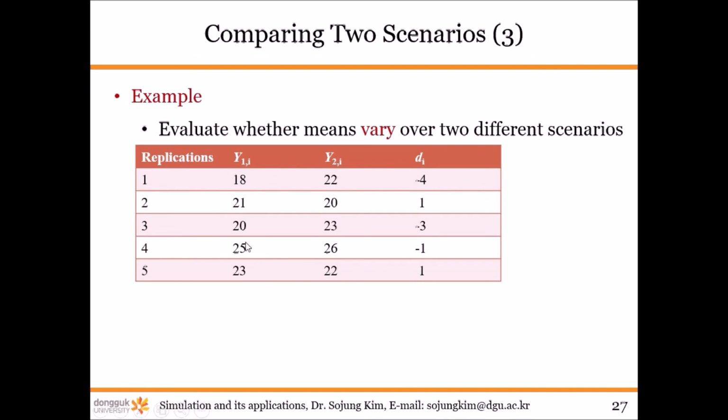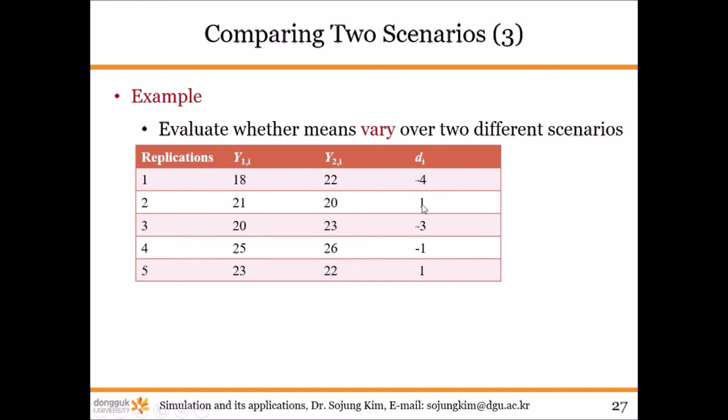You can see this example to have a better understanding of the paired t-test. Let's say we have two models, and let's say we have output. It seems like we made 5 replications to get this output from the first model and this output from the second model, or second scenario. So this is the scenario ID, y1i and y2i, right? And the first paired set, first pair, 18 and 22. If you calculate the difference between these two values, you will have -4, right? 18 minus 22 will give you -4.